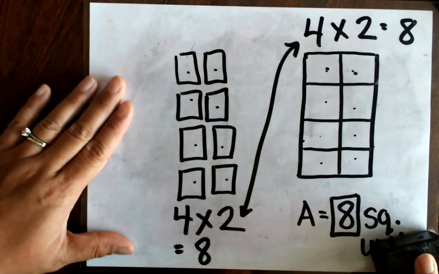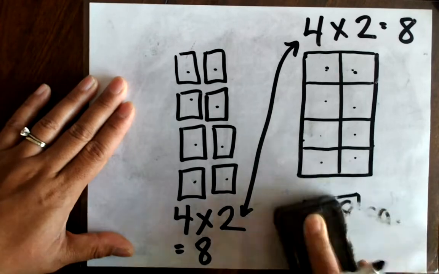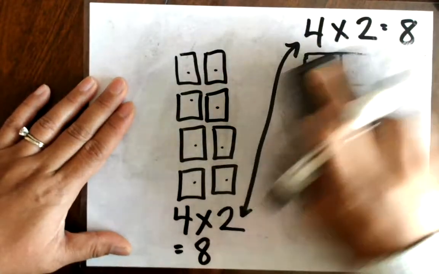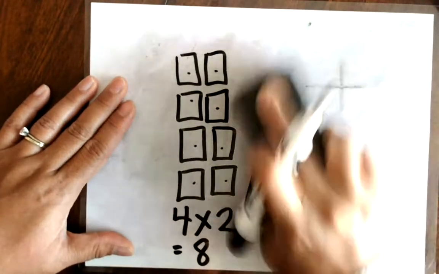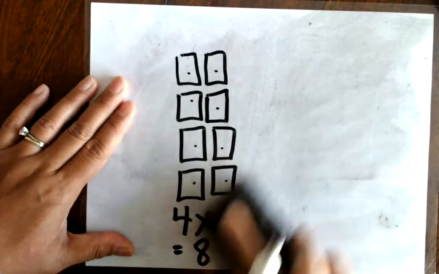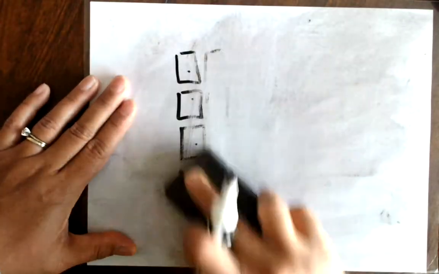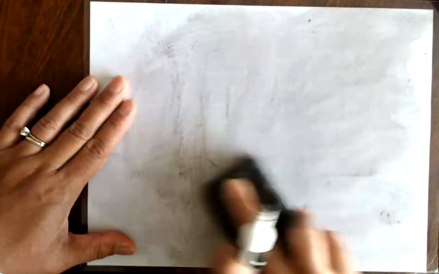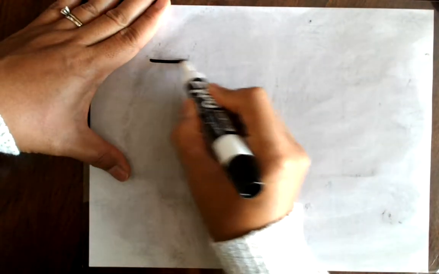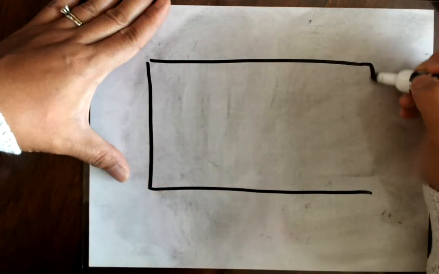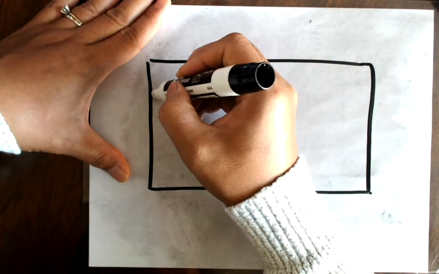So let's try another one. Let's erase our board. And let's draw a really big rectangle this time. Here we go. Let's draw a big rectangle. And I'm going to divide it into four rows.